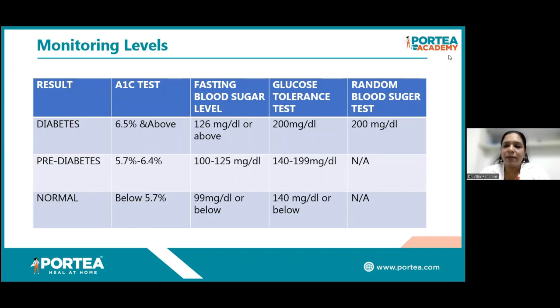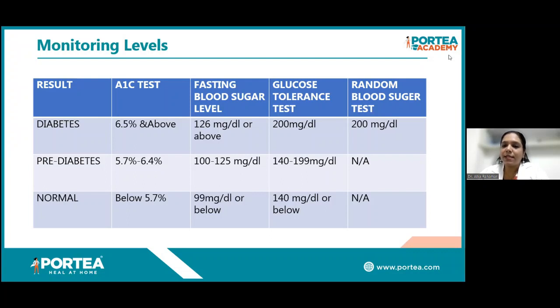Because according to them, their protocol is done. But for us, the actual report is that if the fasting was taken at 7 o'clock, and if the patient has taken the medicine and the food at 7:15 in the morning, so according to me, the postprandial should be taken at 9:15, not 9. 15 minutes will also cause a difference in the blood value.